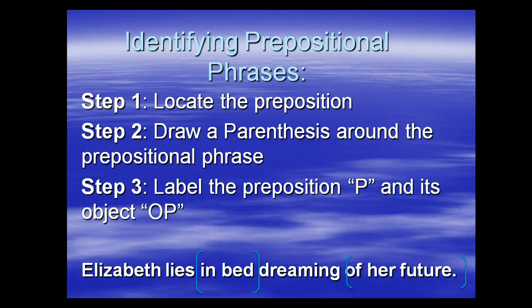Step 3, I'm going to label the preposition P for preposition and its object OP for object of the preposition. So you can see a P needs to go above in, and an OP would need to then go above bed. Same in the second one. A P needs to go above of, and an OP needs to go above future.